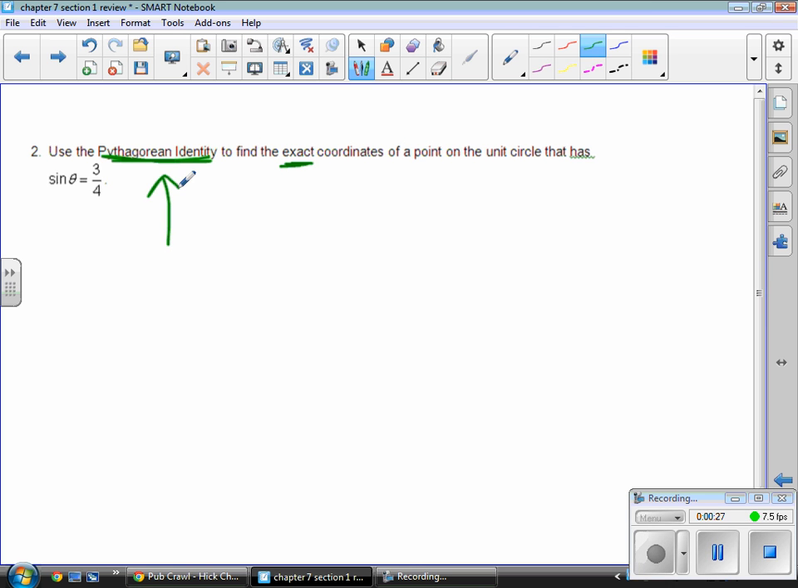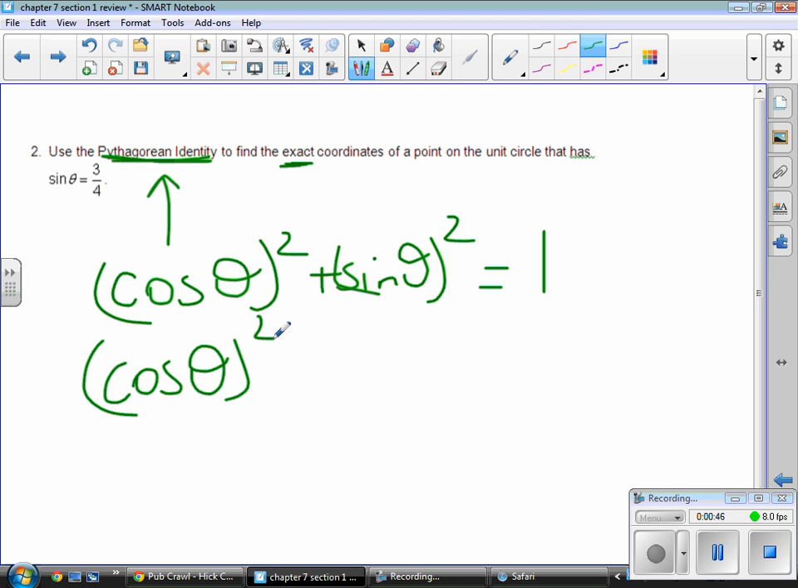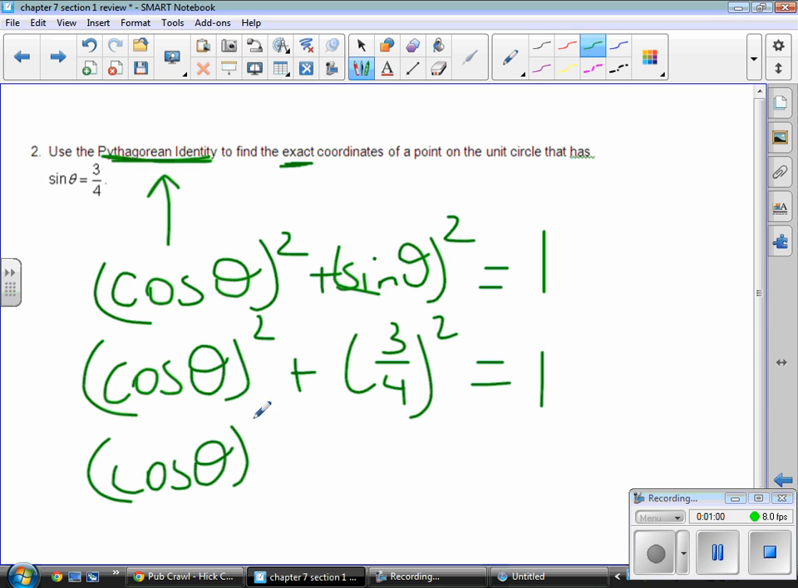The second thing is the Pythagorean identity, which is cosine of the angle squared plus sine of the angle squared. Those could be in either order, it really doesn't matter, and it equals 1. So cosine of theta, I do not know that, so that's what I need to find, plus sine of theta, I know that's 3/4, squared equals 1. So I'm not going to change it to decimals. I am going to keep that: cosine of the angle squared plus 3 squared, which is 9, 4 squared is 16, so it's 9/16 equals 1.